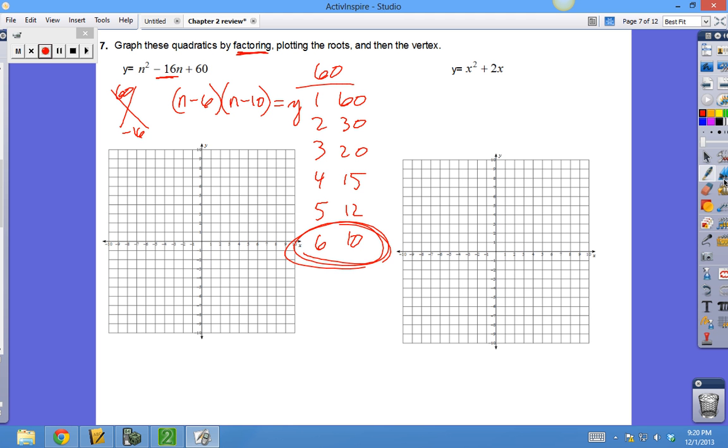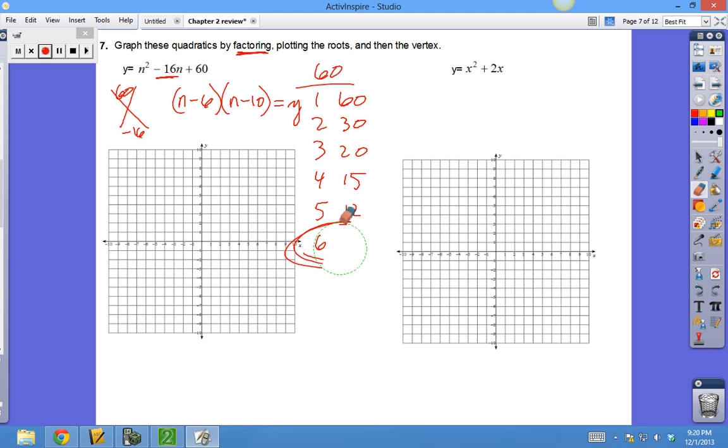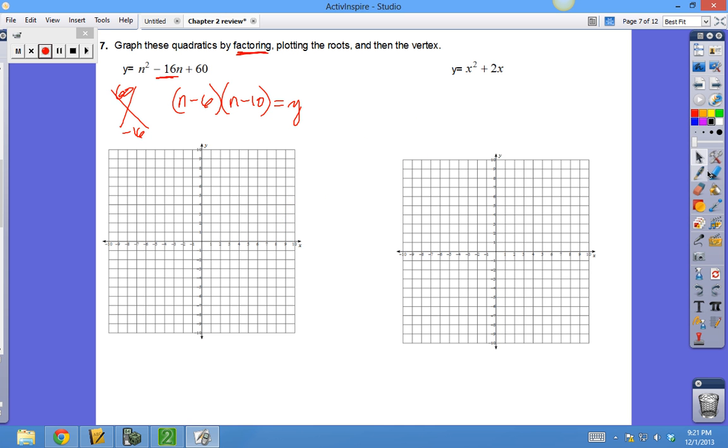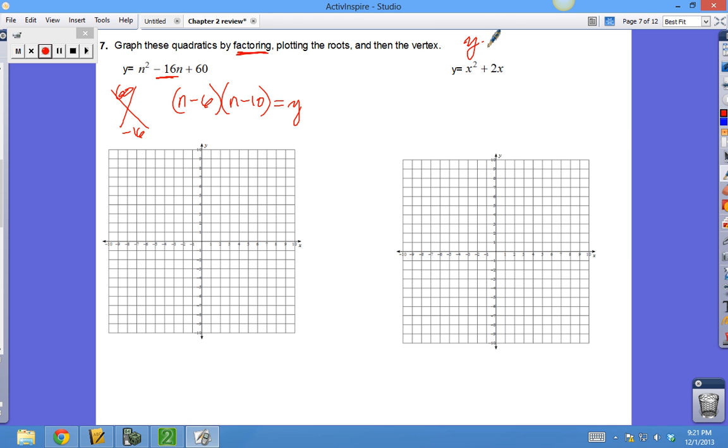Now once it's factored, your general model for factored form is y equals a times x plus or minus a root, times x plus or minus a root. When it's factored, these roots are easy to find. Your roots are your x-intercepts, so my roots are going to be super easy to find.